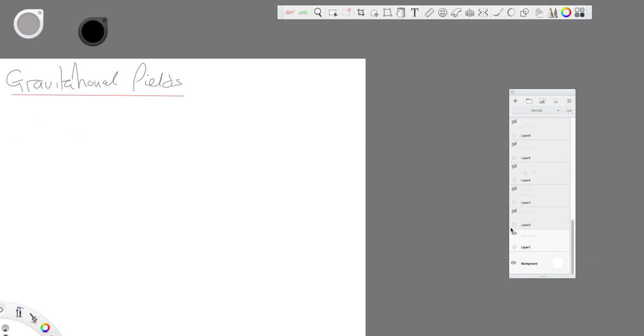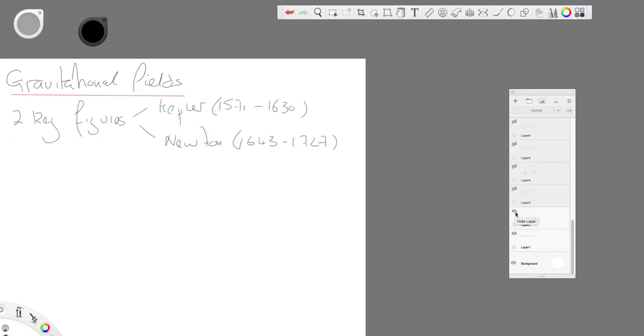Okay, so having talked about fields generally, let's start to look specifically at gravitational fields. There are two key figures that got us to where we are with gravitational fields. One was Kepler, 1571 to 1630, and the other was Newton, 1643 to 1727. So you can see that Kepler was a long time before Newton was really in a position to do very much with what Kepler said. Newton was 13 when Kepler died. So those are our two key figures.